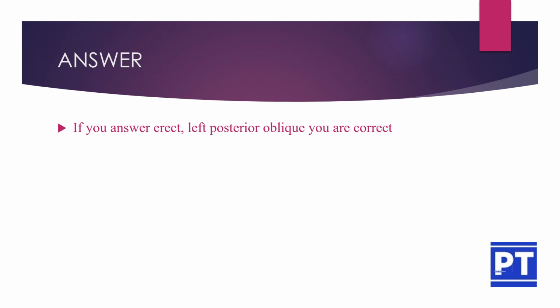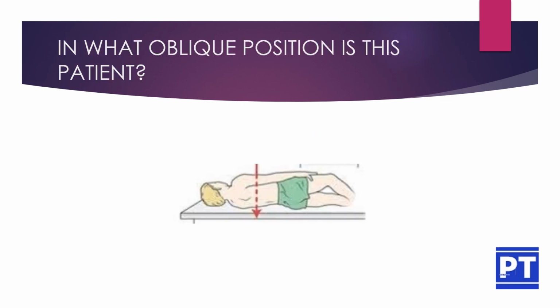The patient is standing, that determines the erect. Then the patient's left side is in contact, so left. Then the patient's posterior, meaning back aspect, is in contact with the image receptor. Then it is an oblique view. The patient has rotated, so the position is termed erect left posterior oblique. If this is the answer, then you are correct. In what oblique position is this patient?